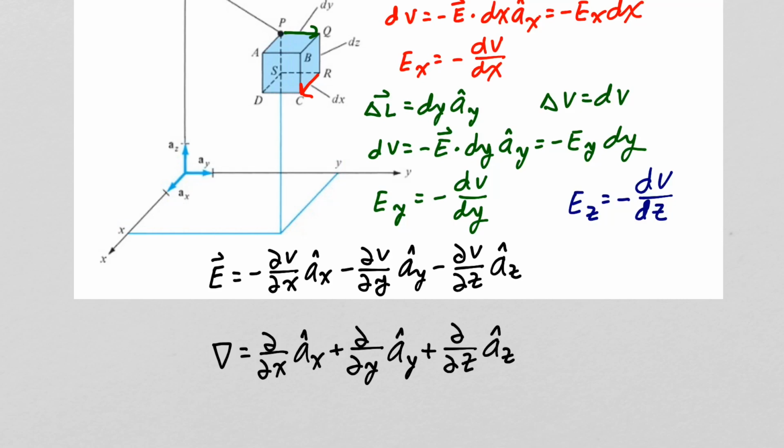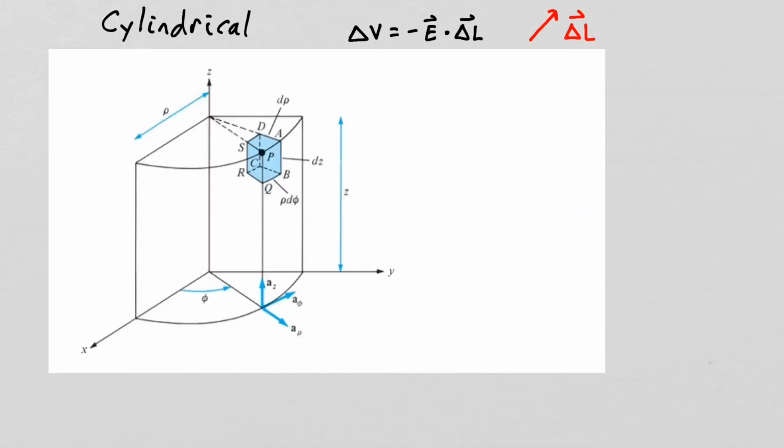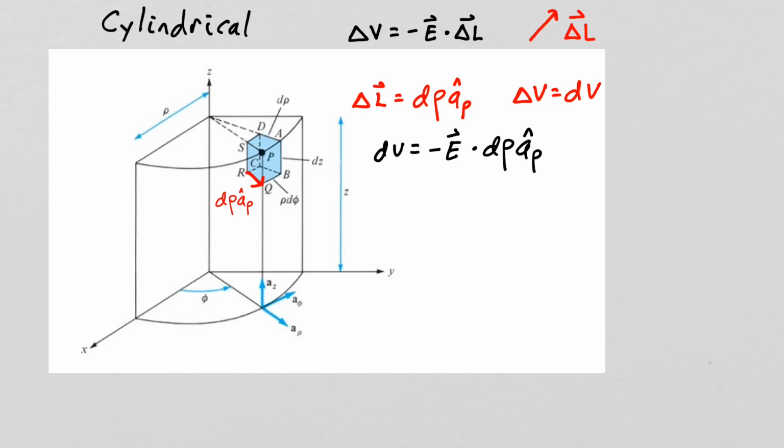Now let's look at the cylindrical coordinate system. We adjust our voltage probe to make it length d rho pointing in the rho direction, and the drop across it will be dV. So let's make these substitutions. So we'll have the dot product between the electric field intensity and the unit vector in the rho direction, which will just give us the component of the electric field intensity in the rho direction. So the rho component of the electric field intensity is minus dV/d rho.